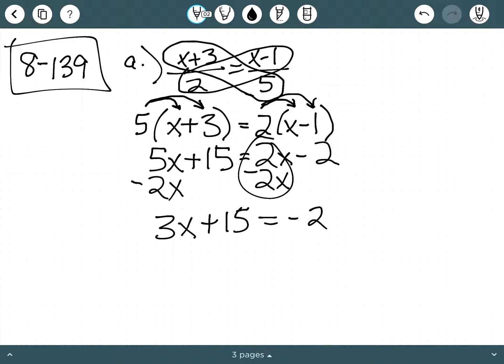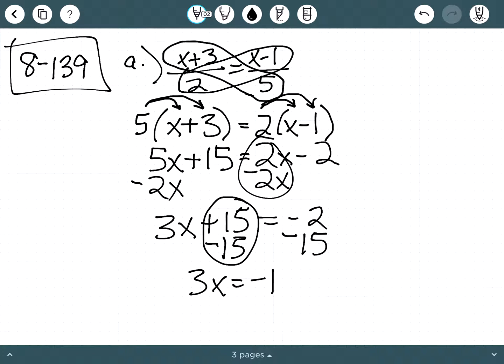As is the goal with any equation, we want to try to get the variable isolated or get it by itself. So I will subtract away my 15, which gives me a 0 pair, and I also need to do that on this side. So I am left with 3x equals negative 17.